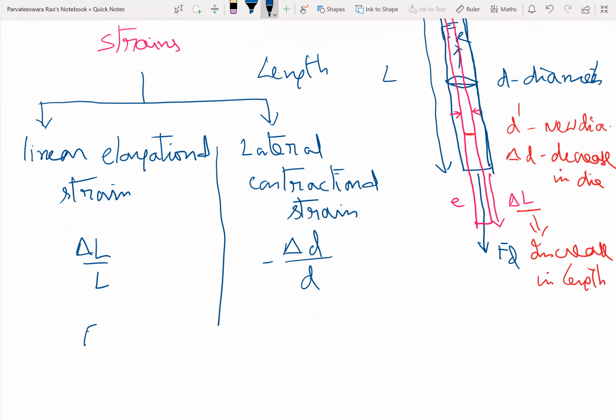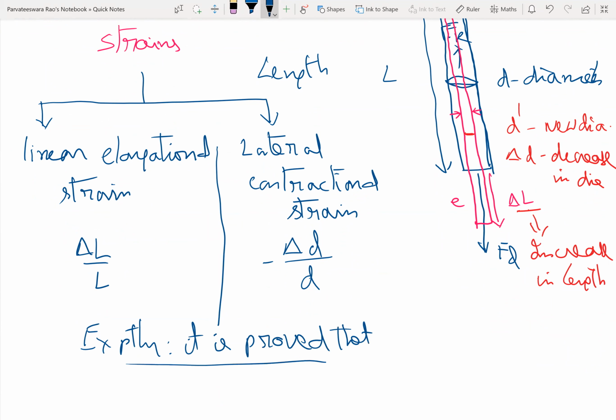So experimentally, it is proved that lateral contractional strain varies directly as linear elongational strain.